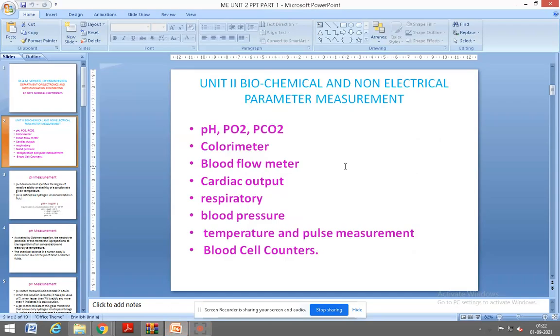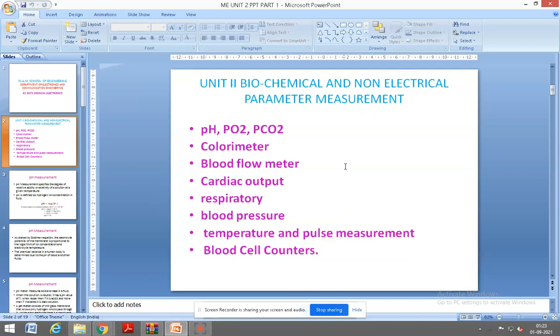So, second unit, biochemical and non-electrical parameter measurement. Okay, so there we studied about the origin of biopotential as well as ECG, EEG measurement. Here we are going to see biochemical and non-electrical parameter measurement.